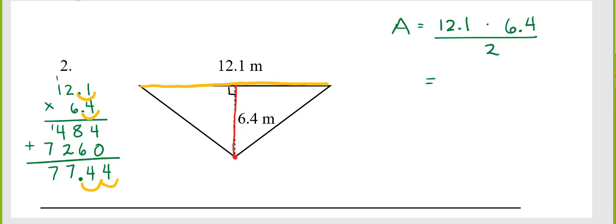So my area is 77.44 divided by 2. We're not done yet. So I'm going to go do 77.44 divided by 2. Bring the decimal place straight up.